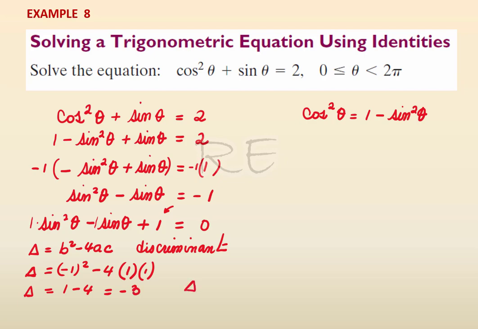If delta is a negative number, delta is less than 0, no real solution. The solutions are imaginaries, no real roots. So the answer is no real solution.